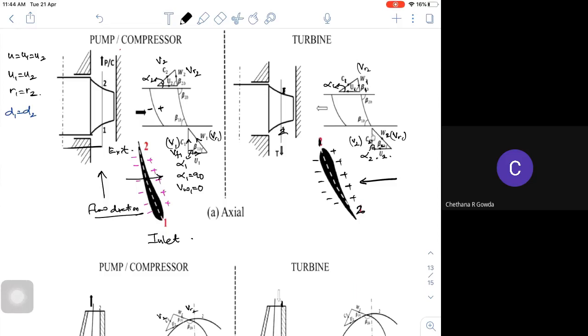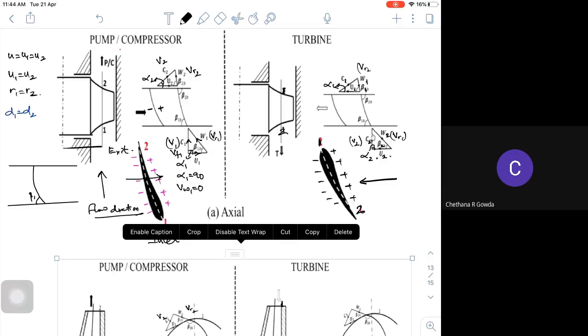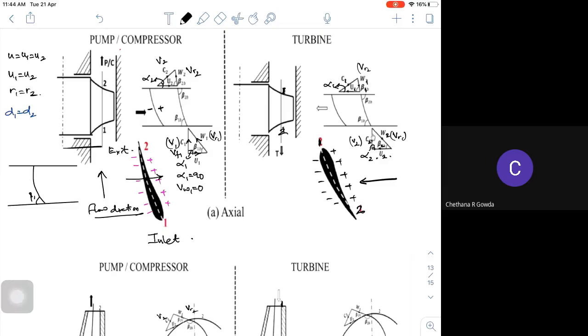Say for example, this is your profile, as I have told, and I have the blade like this. So this makes an angle of beta with respect to this line. But in the case of a radial flow machine, I have to draw a tangent. I'll show that in the next slide also. So this makes an angle of beta.